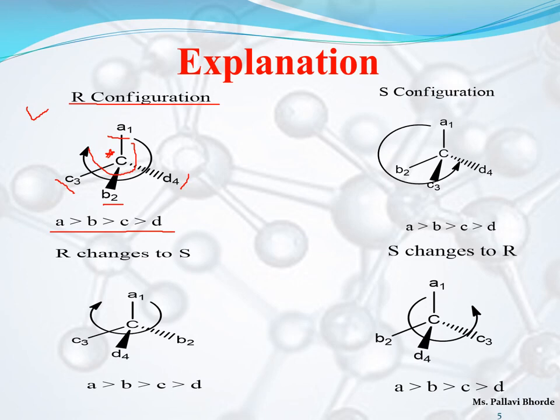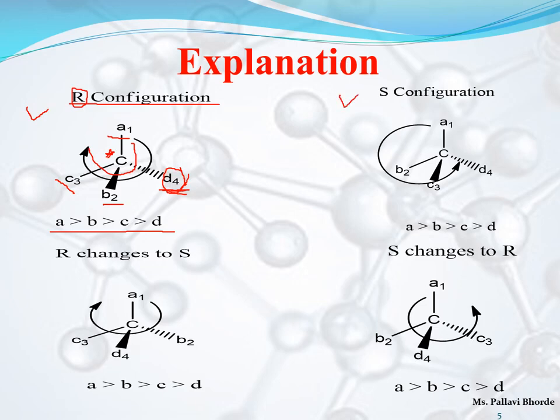But how will you confirm the answer? By looking at the fourth priority group. If it is below the plane, R configuration is going to remain R. Do we have the fourth priority group below the plane? Yes, we have. So R configuration is your final answer for this example.